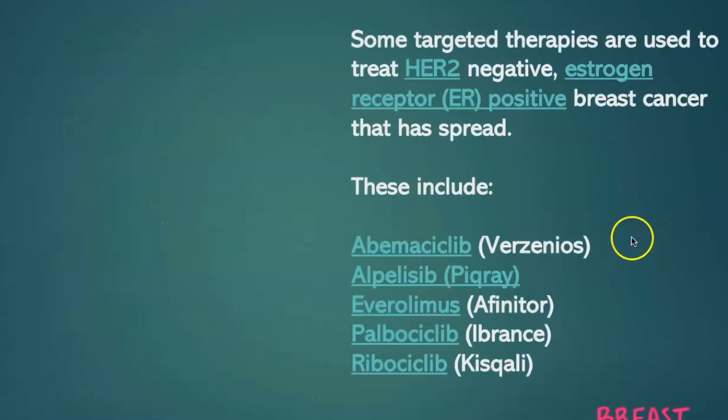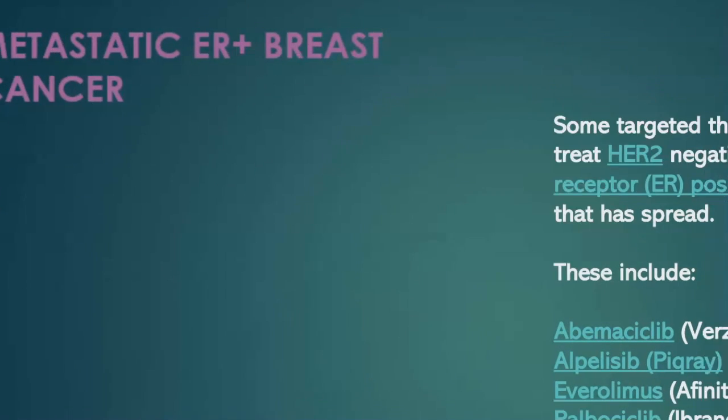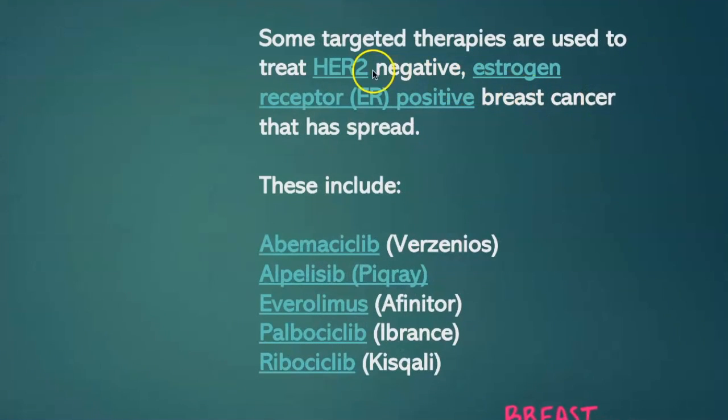There are other combinations that can be used as well. Now we're talking about metastatic ER-positive breast cancer. There are other targeted therapies that can be used as well. So these would be used for HER2 negative. So these are patients that don't have the HER2 receptor, but they do have the estrogen receptor on their breast cancer. And these would be breast cancers that have spread.